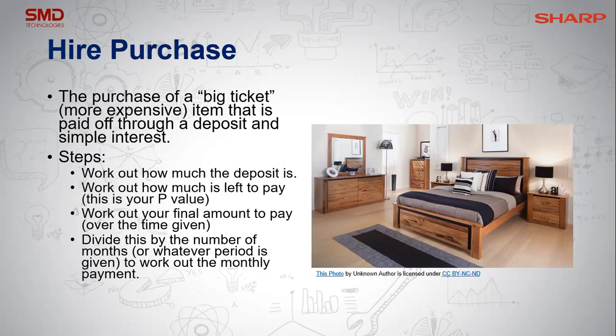Then you need to work out how much it would have cost you over 3 years when you have multiplied it with your simple interest. So the final amount that you have to pay is once you've added the simple interest to it. And then, of course, divide this amount by the number of months that you have to pay. So if you're given 2 years to pay something off, you would divide it by 24, which is 2 years times 12 months, is 24 months.